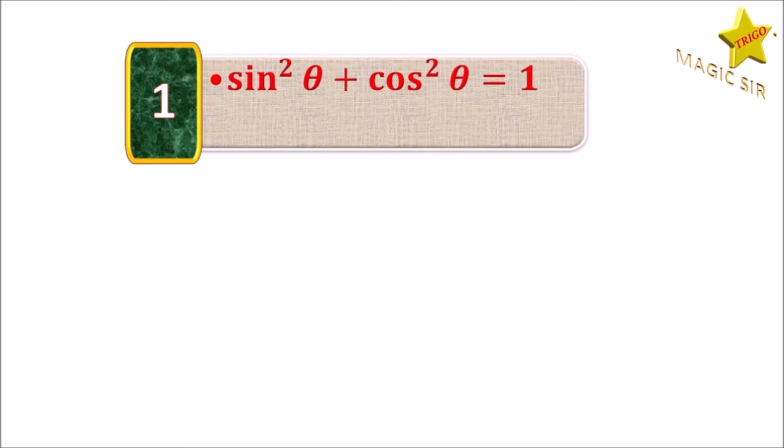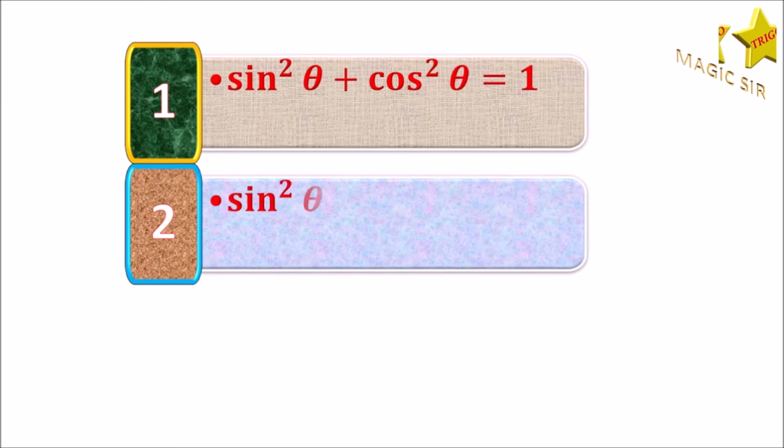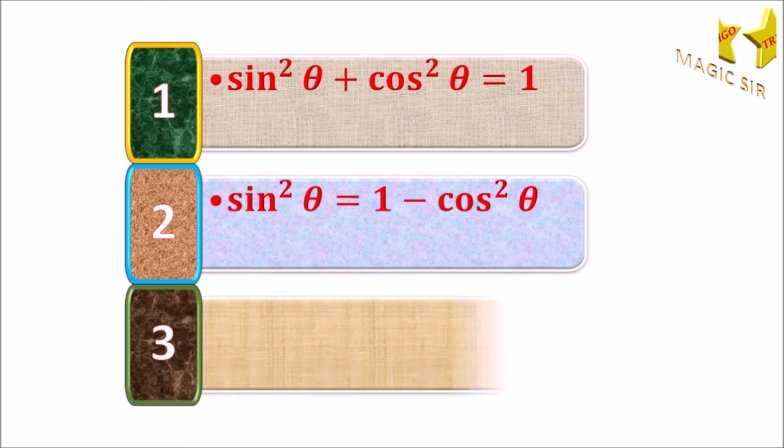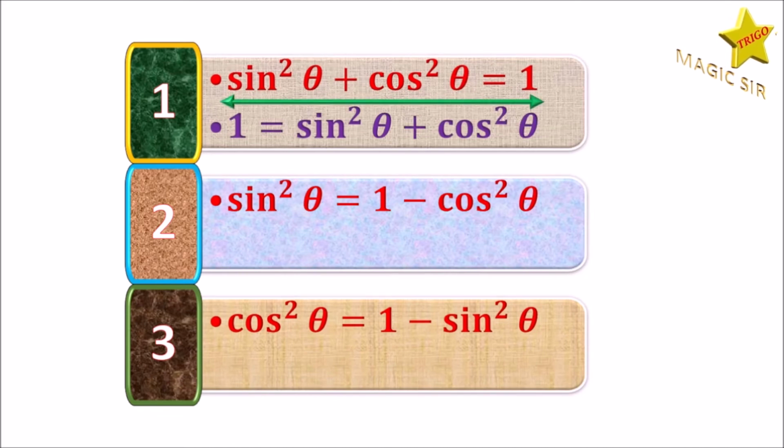Look at these different forms of the first identity: sin square theta plus cos square theta equal to 1, sin square theta equal to 1 minus cos square theta, and cos square theta equal to 1 minus sin square theta. Sometimes we will use these formulas from the right hand side to the left hand side. See the animation, sin square theta plus cos square theta equal to 1. So we can write sin square theta plus cos square theta in place of 1.